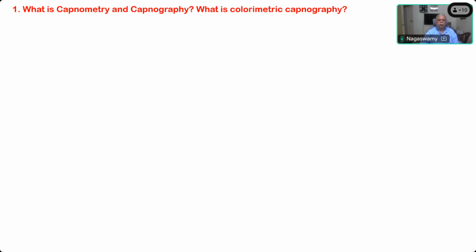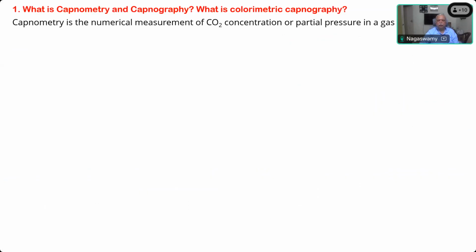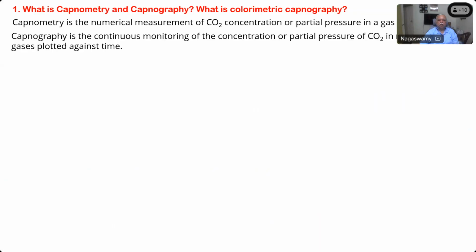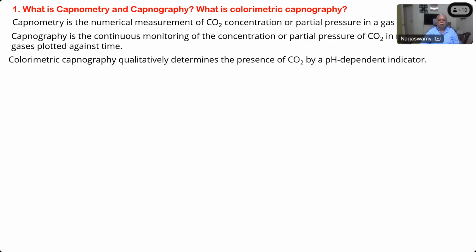Now, what is capnometry and capnography? Capnometry is a measure of end-tidal carbon dioxide, and capnography is the graphical representation of it, the waveform. Capnometry is simply the number that is given, a numerical measurement of carbon dioxide concentration or partial pressure in a gas sample. Whereas capnography is a continuous monitoring of concentration or partial pressure of the gas plotted against time. What is colorimetric capnography? It detects the presence of carbon dioxide by a pH dependent change.